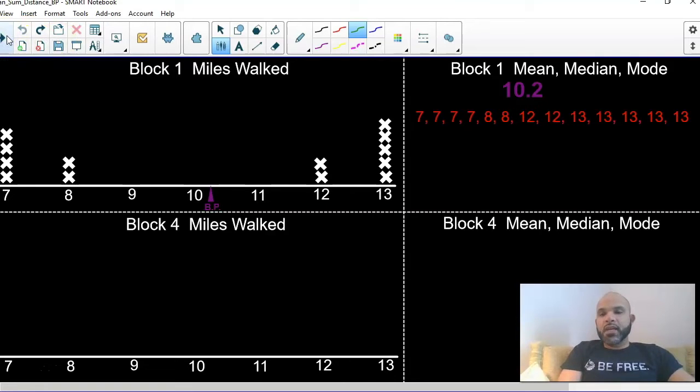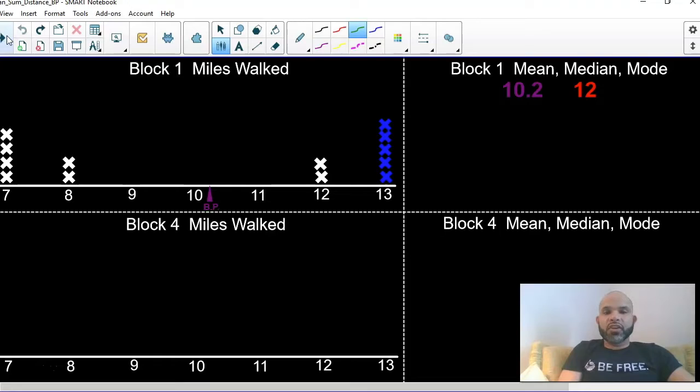Then you were to find the median. For the median, you should have listed all the numbers from least to greatest and then worked your way to the middle. For every lowest number, you get rid of a high, and in those pairs, highest with lowest, you would have noticed that your median was 12. And then finally, the mode is the one that occurs the most frequently. That number was 13, so block 1's mode of miles walked was 13.